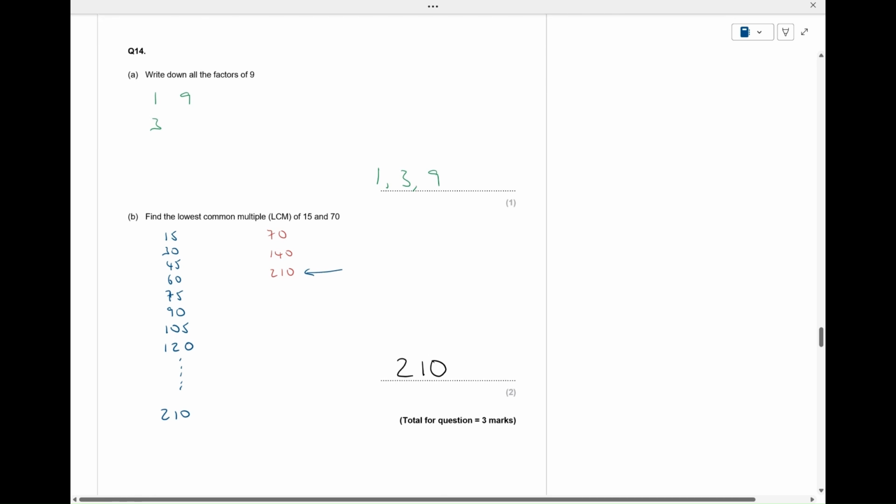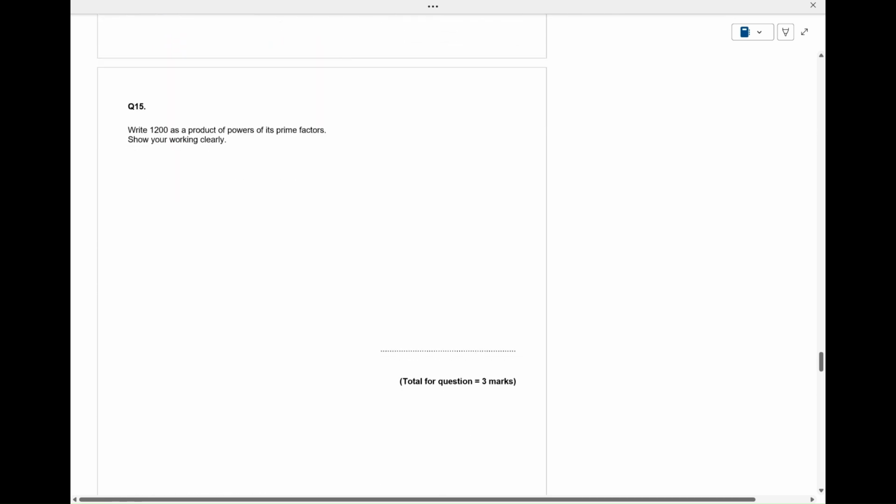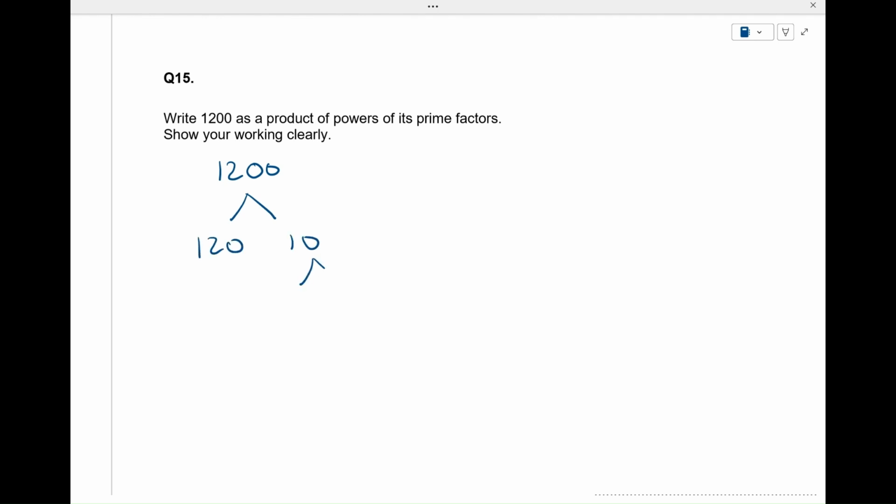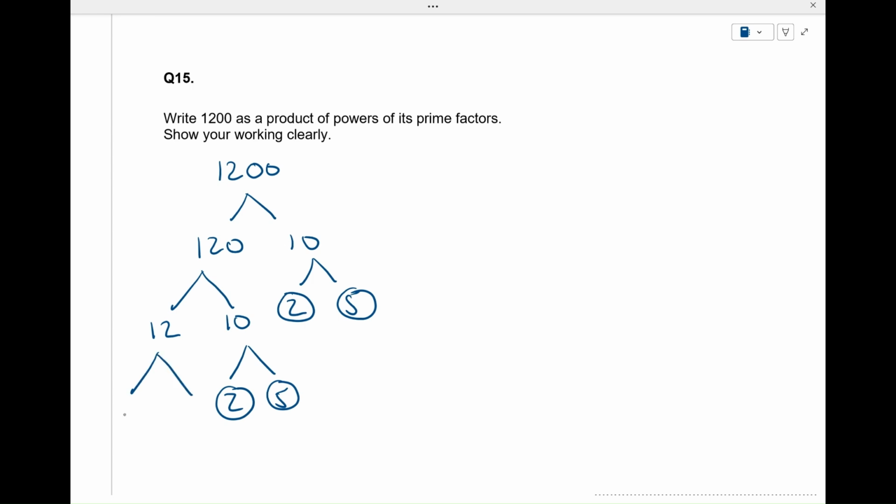Question 15 coming up. Write 1,200 as a product of prime factors. Show your working clearly. So I can't just use my calculator. So I'm going to use a factor tree. I took out 10 first because it ended in a 0. This one also ends in a 0. Look, 12 times 10. That can be 2 and 5. I should have circled that and circled that and circled that. 12, 2 and 6 is 2 and 3.